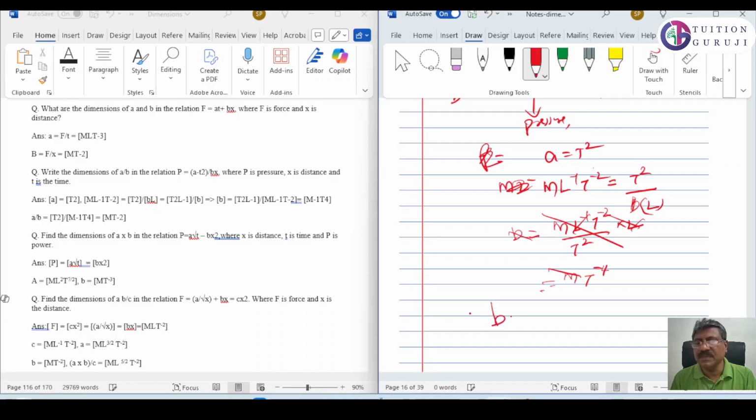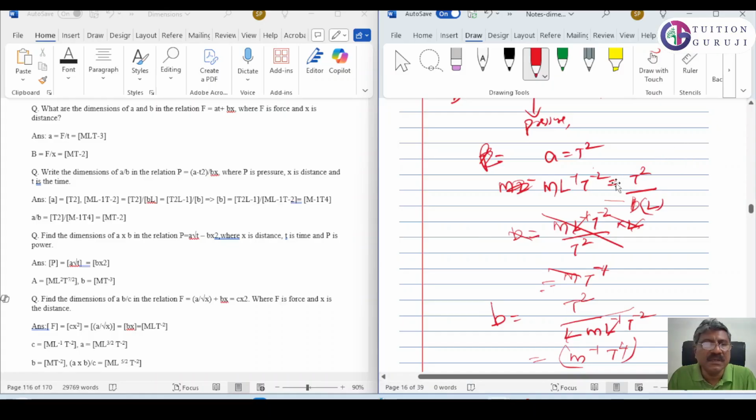So B is equal to, B will go up and it will be T square and L, then m to the power minus 1, T to the power minus 2. It will come down here. Okay, so it will be L and L will get cancelled, of course. Then m to the power minus 1, then T will go up, m to the power minus 2, T to the power 4. Okay, m to the power minus 1, T to the power 4. This is the answer.